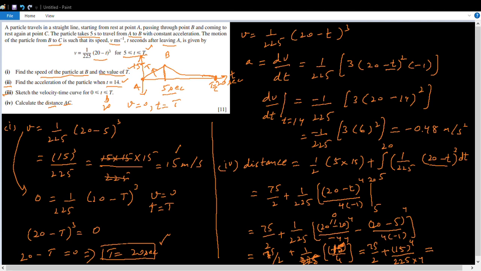Let me just quickly do it: 75/2 plus 15 raised to the power 4 over 225 times 4, which is equal to 93.75. That is the answer of the question.